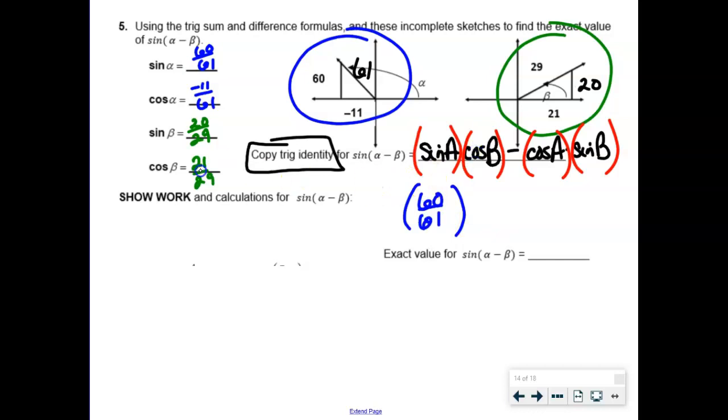And then the cosine of beta, right here, is 21 over 29. You got a subtraction sign right there. Cosine of alpha is this guy. So again, I'm going to replace that with the ratio negative 11 over 61. And then sine of beta is 20 over 29. And when you start writing that with parentheses, all of a sudden things become more clear in the brain. Type that baby in the calculator, okay?